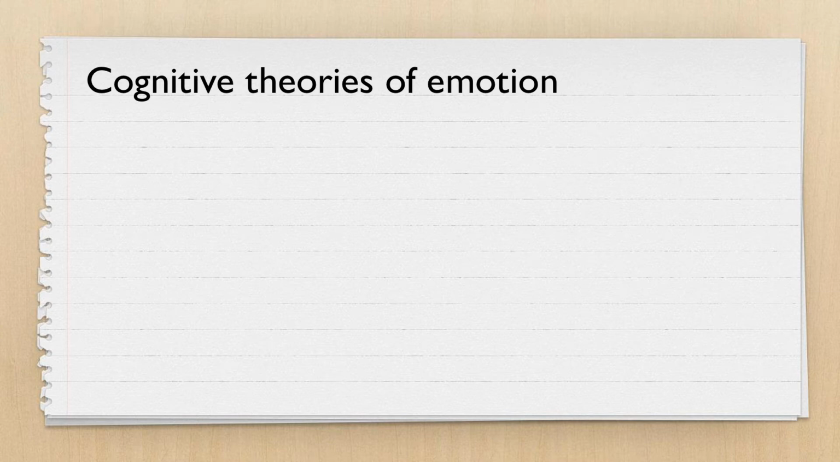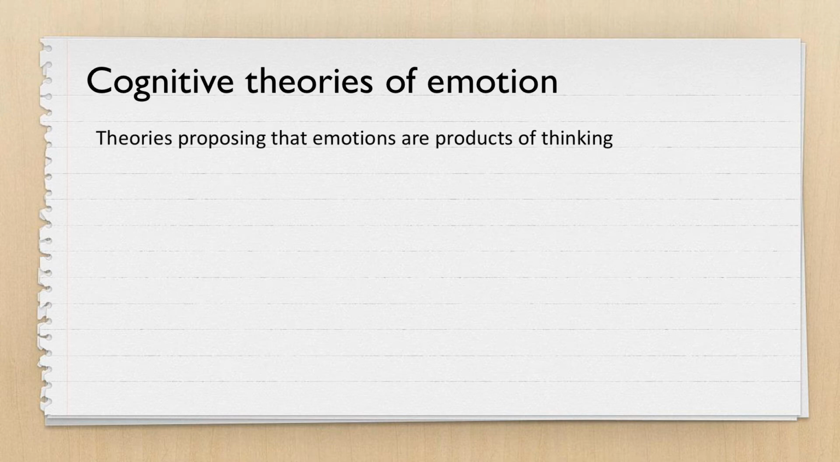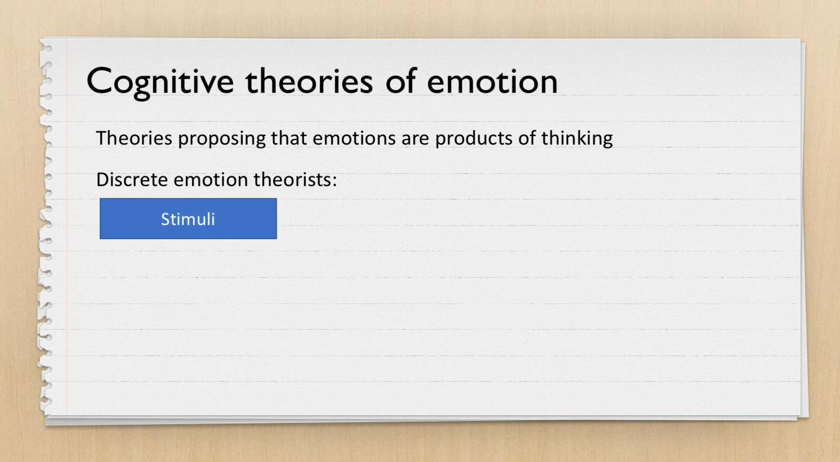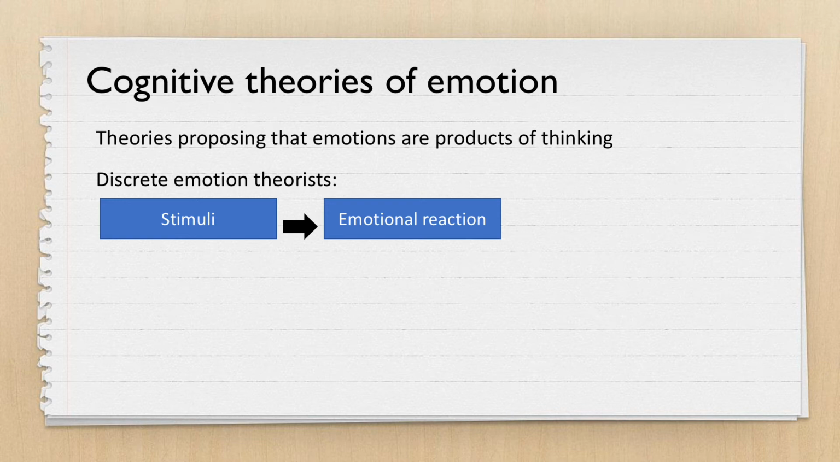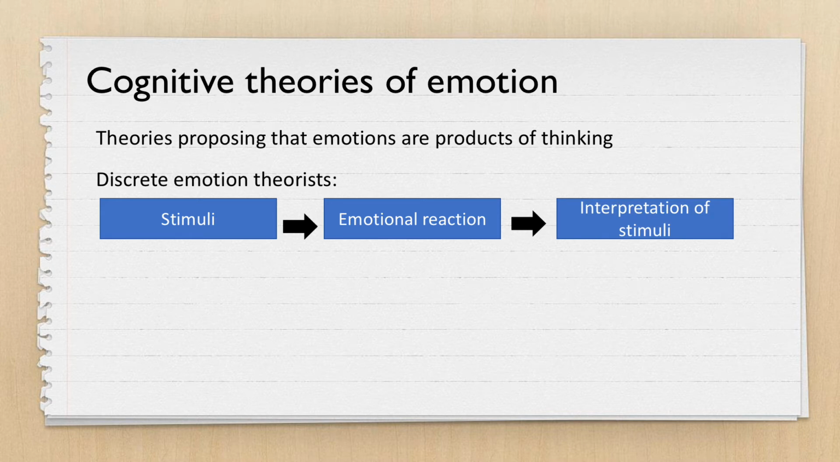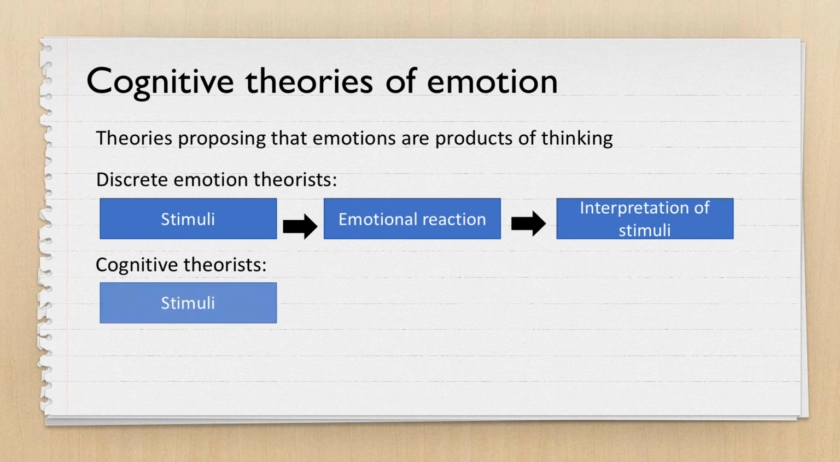So, after talking about the discrete emotion theory, now we will talk about another school of thoughts, the cognitive theories of emotion. They propose that emotions are products of thinking, of interpretation. So, for discrete emotion theory, they argue that our emotion reactions to stimuli come before our interpretation of them. They are innately triggered automatically. However, the advocates of the cognitive theories of emotion disagree. They believe that emotions are products of thinking. In other words, we think first and feel later.